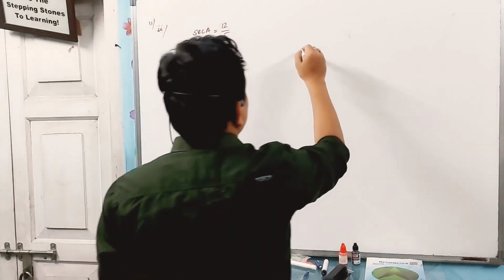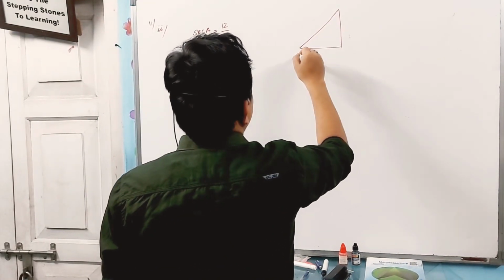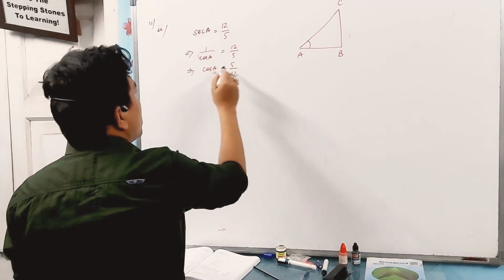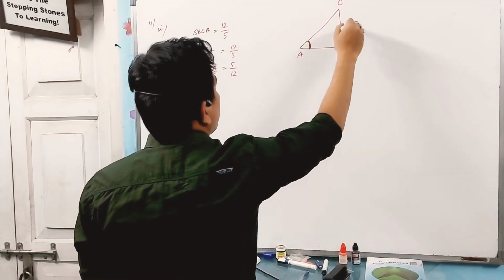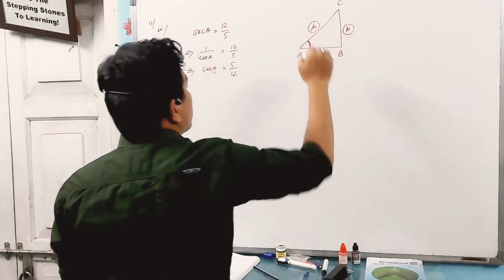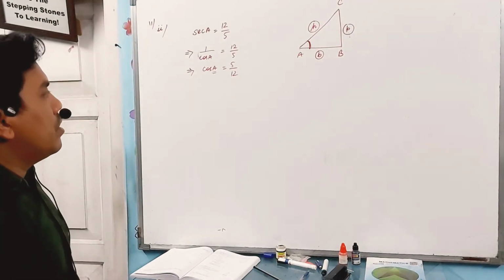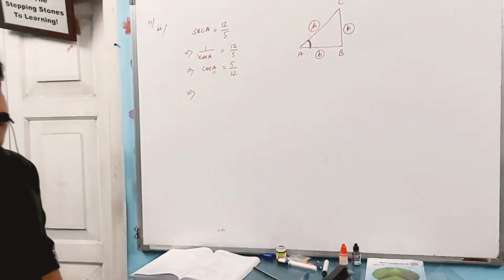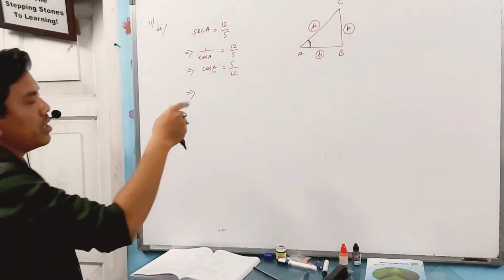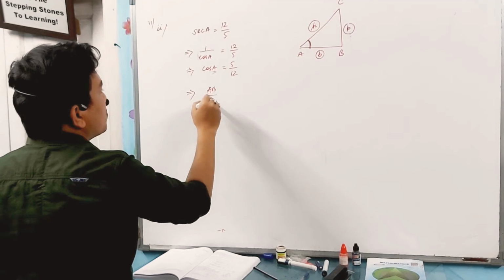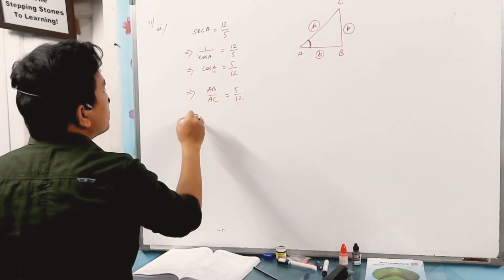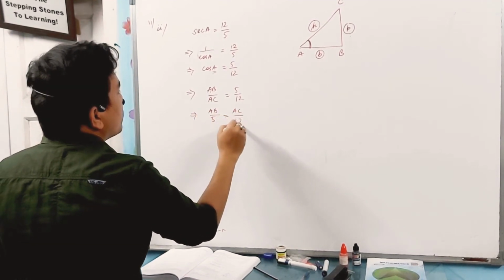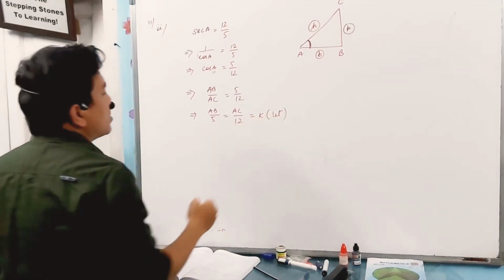Now let me draw a triangle ABC. Since angle A is given, I have marked here angle A. This will be the perpendicular, this is the base, and this is the hypotenuse. Now we know that cos is always equal to base by hypotenuse. What is the base there? AB by AC equal to 5 by 12. So AB by 5 will be equal to AC by 12. Let us consider it as K.